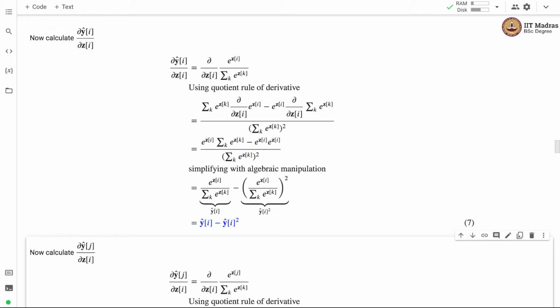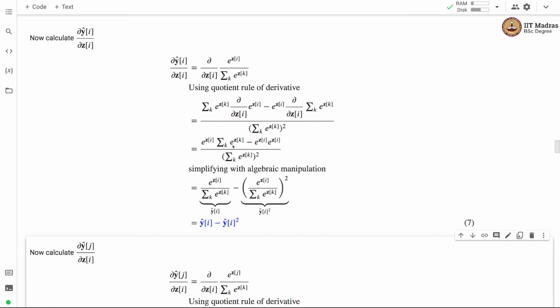and then we copy the summation term as it is, and here we copy this particular term as it is, and the partial derivative of the sum of exponential of zk over all k classes with respect to zi is nothing but exponential of zi or e raised to zi.